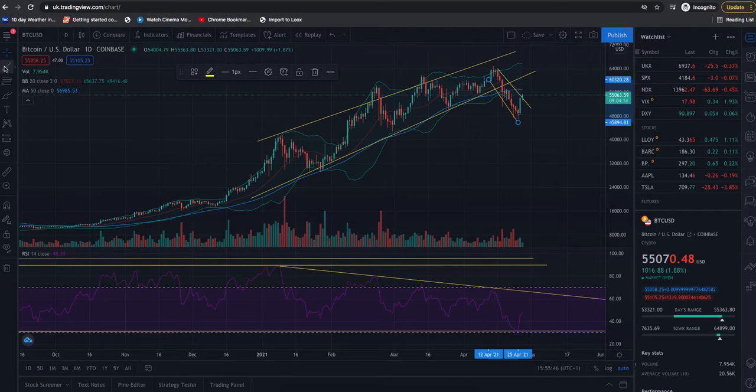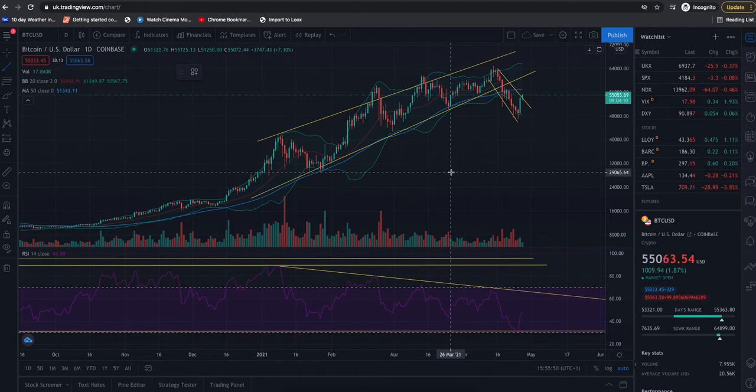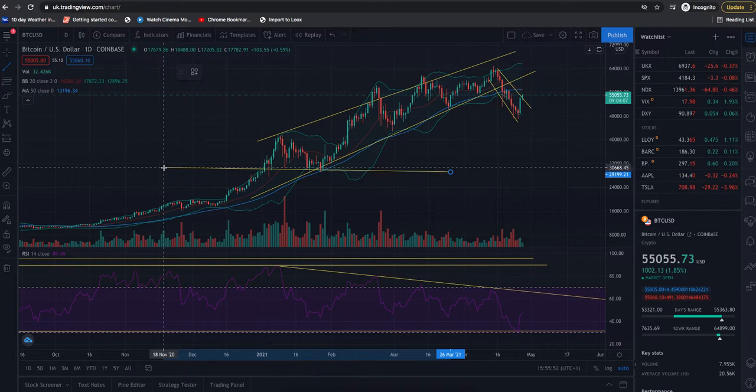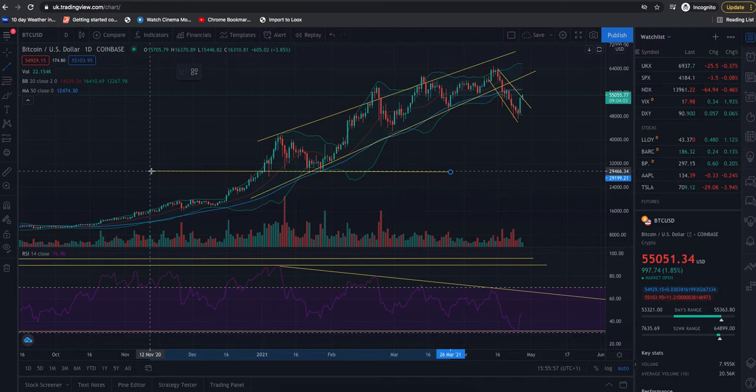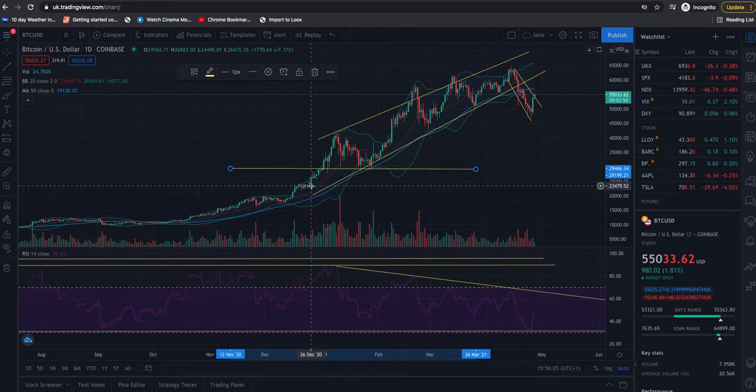Now you've also got a thing called support, where it's like a channel, but this is where it bounces off on a horizontal level. So you can see it respects this bit here. So this is where you get your support from.